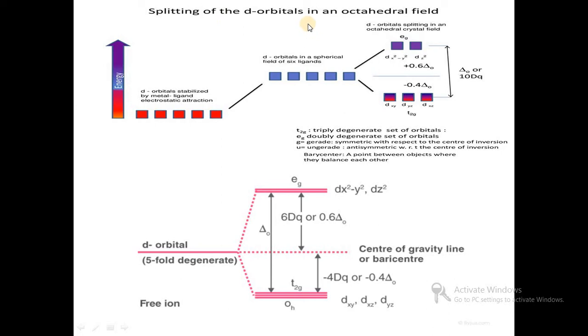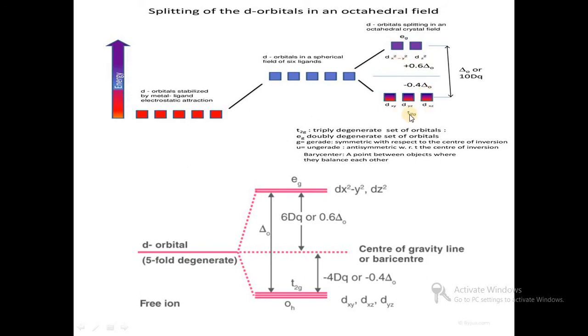So in the case of splitting of the d orbitals in an octahedral complex, as we have seen in the last slide, the d orbitals are initially degenerate, having the same energy in a free metal ion, but when ligands interact with the d orbitals, their energy is slightly increased. The d orbital is in a spherical field of 6 ligands, and after that the degeneracy of the d orbitals is split: minus 0.4 delta O, which is stabilized, and plus 0.6 delta O, which is destabilized.